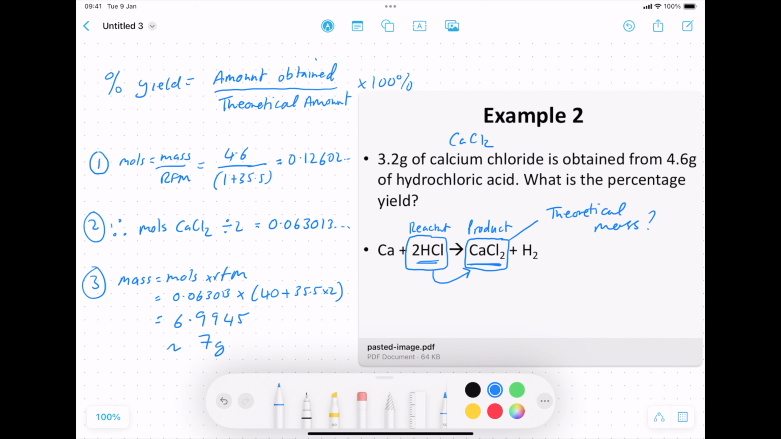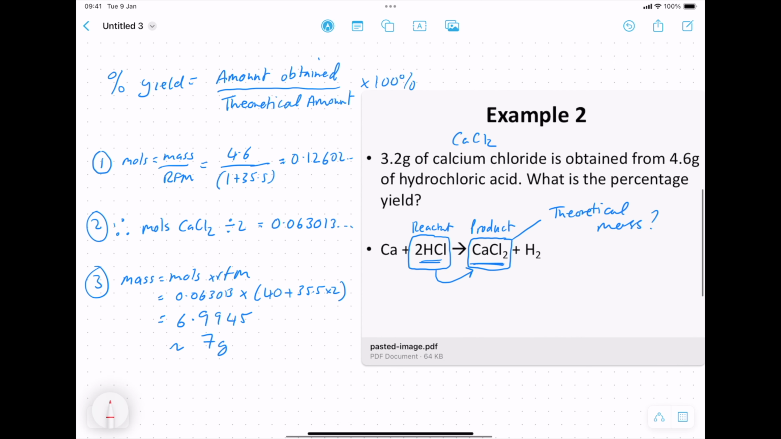That number there, if I just use a different color to emphasize it, that is the theoretical mass. So that's how much we should be getting, but we don't. We get this amount, 3.2 grams instead. So that's the amount obtained from the experiment. So the amount obtained is also referred to as the experimental amount.